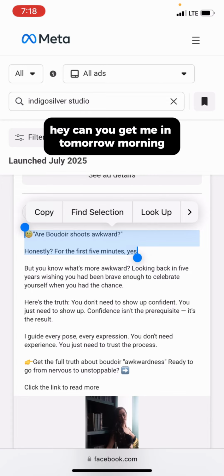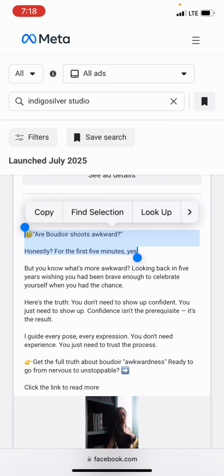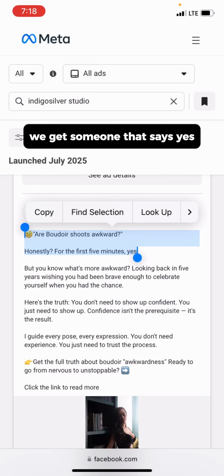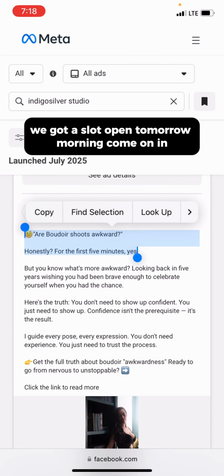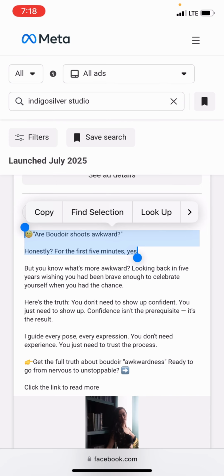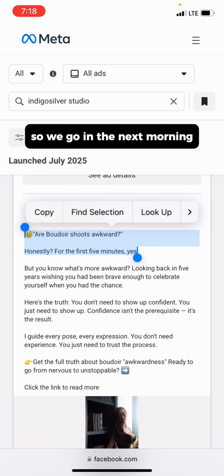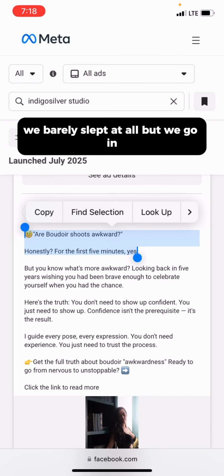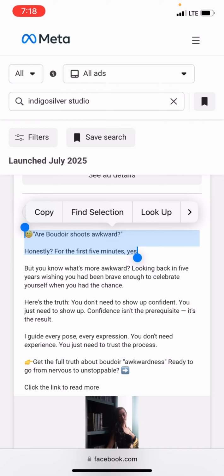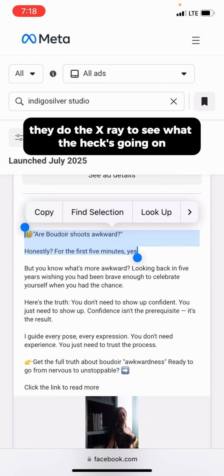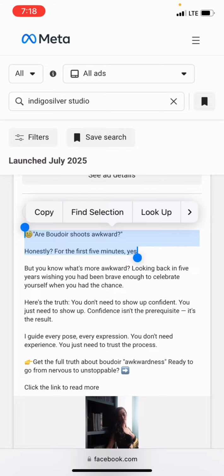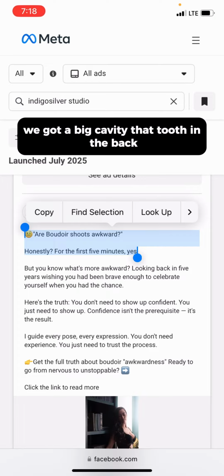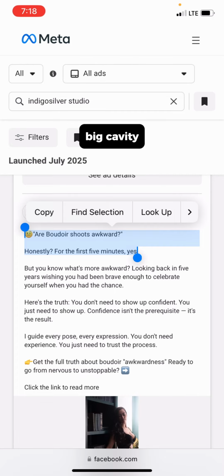Hey, can you get me in tomorrow morning? Hey, can you get me in tomorrow morning? And finally, we get someone that says, yes, we got a slot open tomorrow morning. Come on in. So we go in the next morning. We barely slept at all, but we go in. They do the X-ray to see what the heck's going on. And dude, we got a big cavity, that tooth in the back right bottom of our mouth, big cavity.